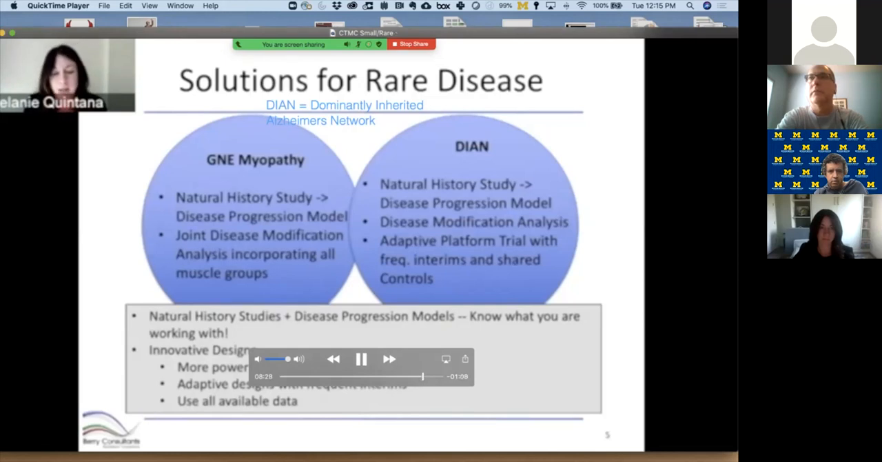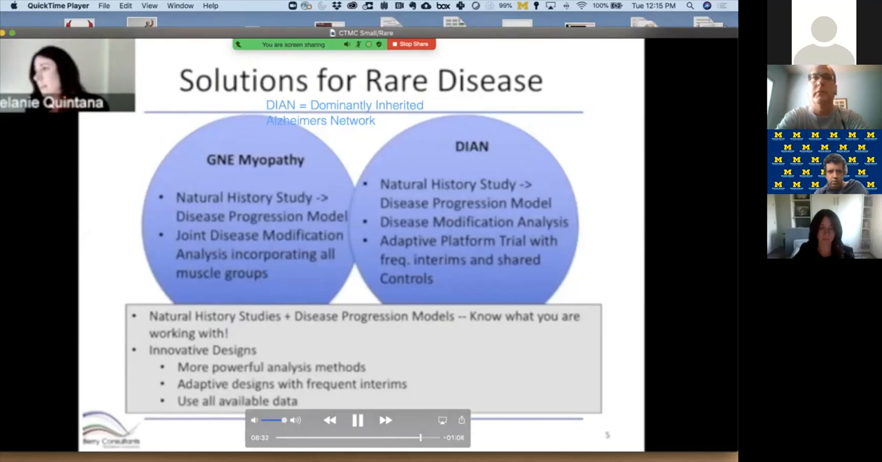The other aspect of this that I want to describe is more innovative designs or analysis methods. So especially in rare disease, we want to be able to make use of all available data as best as we can.